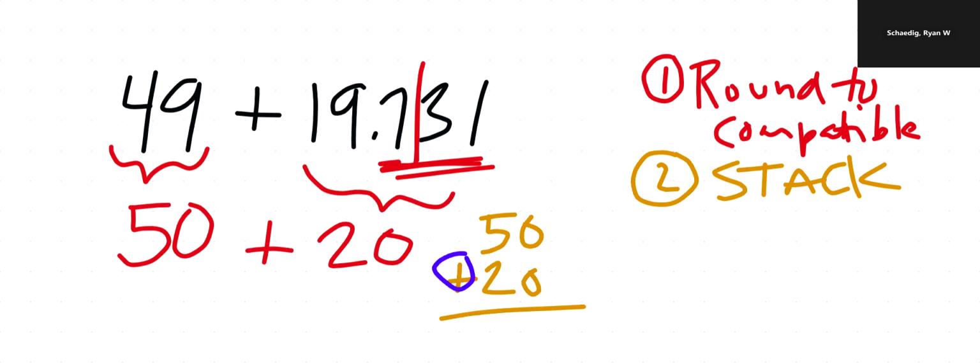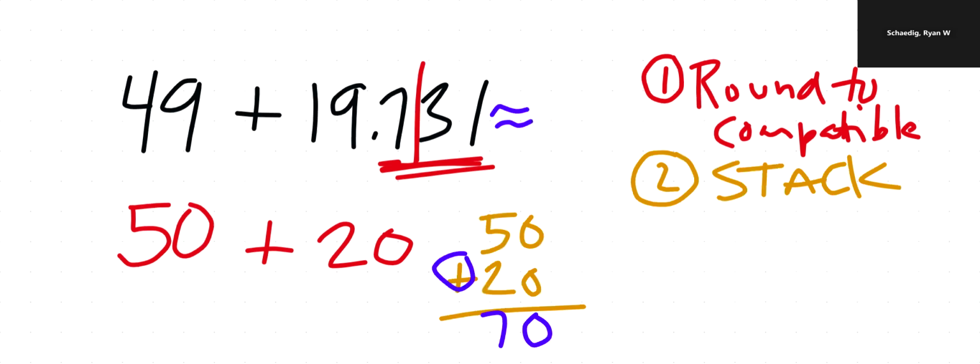I end up with 70. So what that means is when we take 49 and we add 19 and 731 thousandths, I get about 70. And that's exactly what we want to do. That's it. Okay, we don't have to go solve 49 plus 19 and 731 thousandths yet. We are going to do that later. But in this case, that's all I need to do.